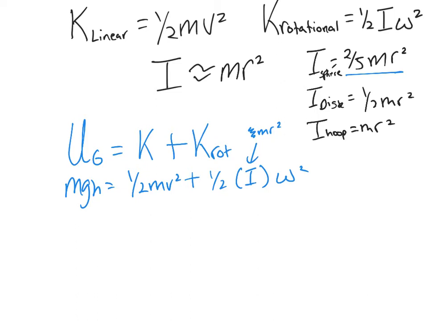So this is what was happening, and the reason that they went at different rates is basically some of the kinetic energy was being used to get it to rotate. The easier it is to get to rotate, the more you can put into kinetic energy. The hoop was much more difficult to get to rotate, so it lost some of its kinetic energy as it rolled down the hill.